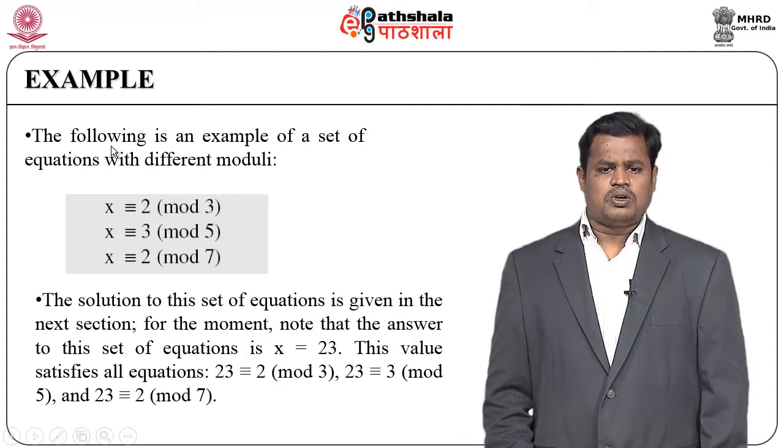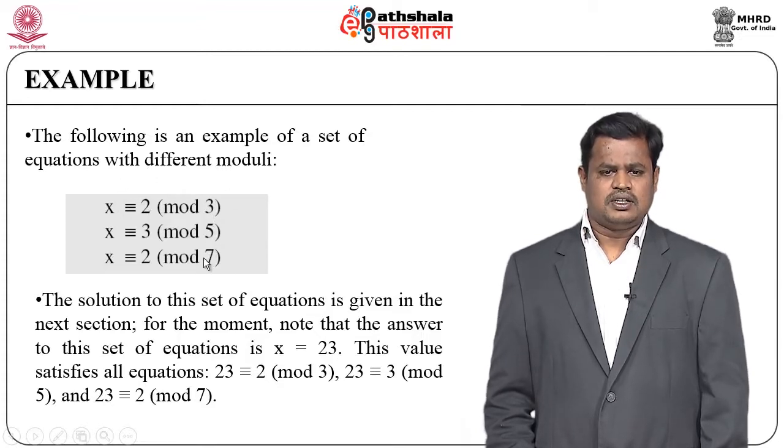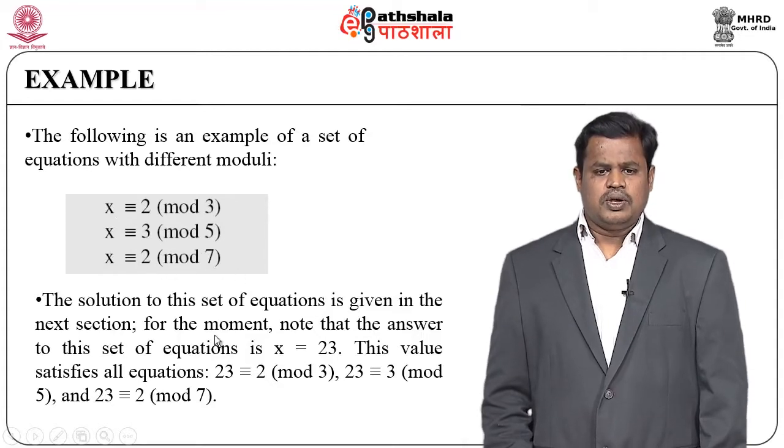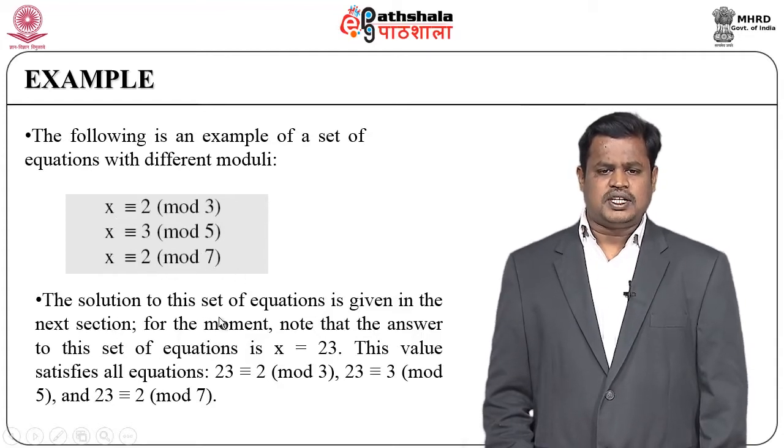We should also know how to solve, right. So, here the following is a set of equations with different moduli 3, 5 and 7. So, you have 2 as the remainder after mod of 3, congruent to x. So, x is congruent to 2 mod 3, x is congruent to 3 mod 5 and x is congruent to 2 mod 7. The solution to this set of equations is given in the next section. For this moment, note that the answer of this set of equations is 23.